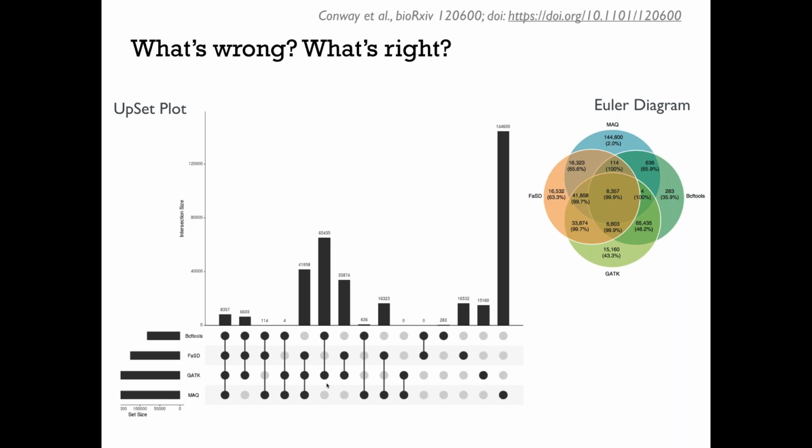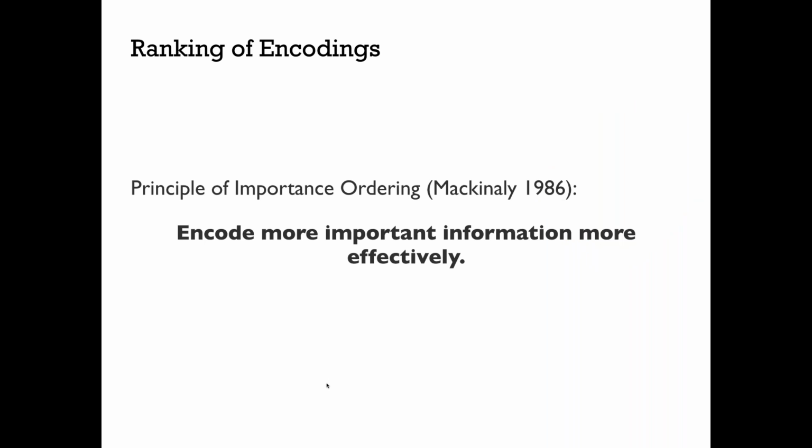Okay. Now, as you've seen, we often have many data types and many ways to encode them. And so how do we pick the encoding that's the best or most effective here? There's something called the principle of importance ordering when it comes to picking encodings, and that says: encode more important information more effectively. This is a statement or a quote by Jock Mackinlay.